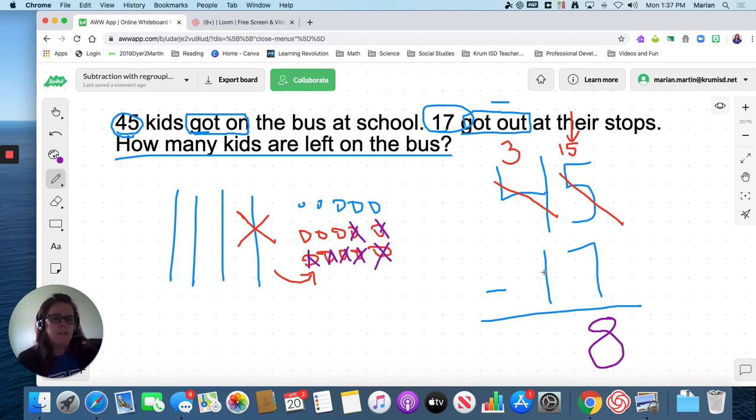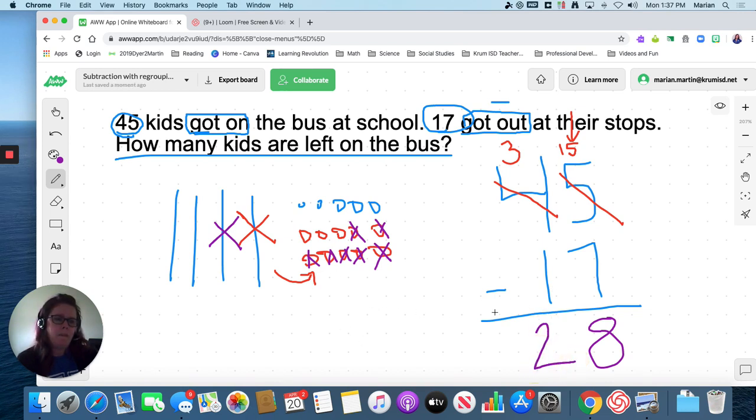Then we go to the tens place. We have 3 tens, and we're going to take away 1 ten. So I can cross out a 10 here. I can't cross out the one that's already crossed out because that one was regrouped and it's already gone. So I have to cross out another one. So 3 minus 1 equals 2. There's only 2 tens left.